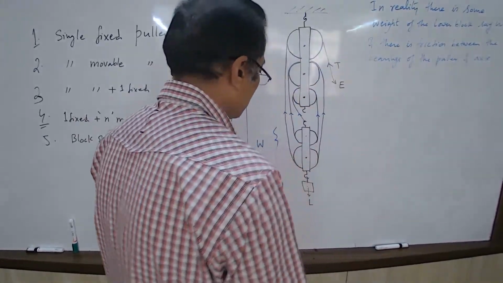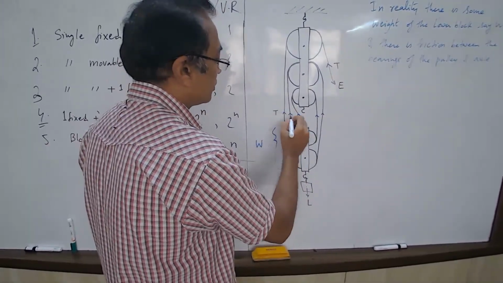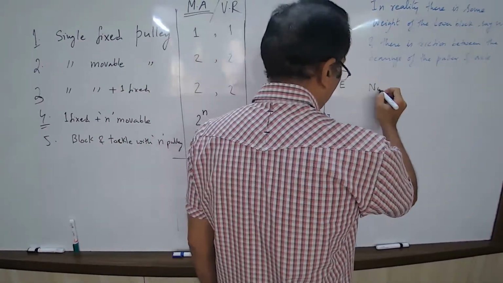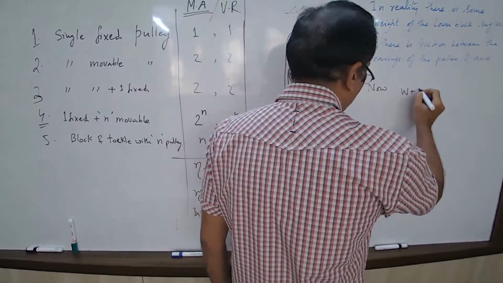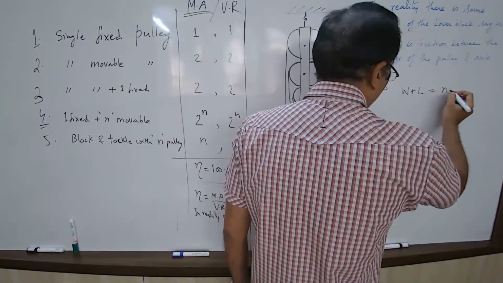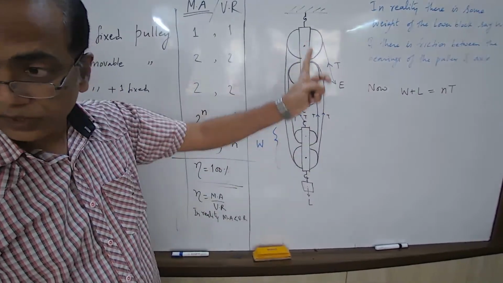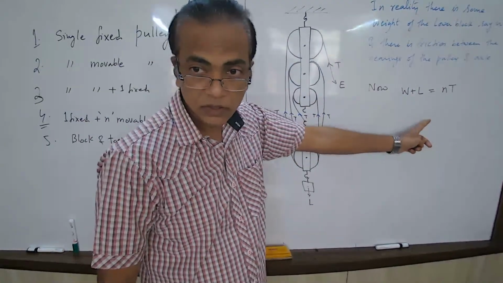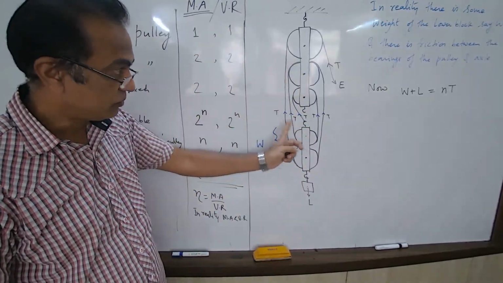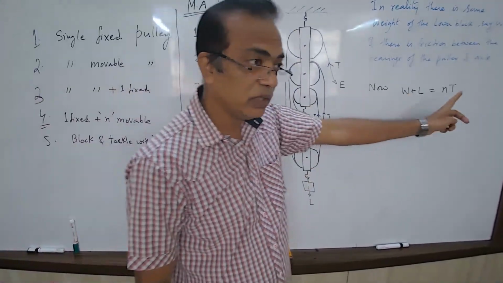So what happens due to this? Now the weight of the lower block and the load is supported by tension, right? So now weight plus load is equal to 5T, right? In general, let us say NT, where N is the number of pulleys. If this block and tackle had N pulleys, so what will it be? NT, correct? 1, 2, 3, 4, 5. There were 5 T's. So if there were N pulleys, then weight plus load will be NT.